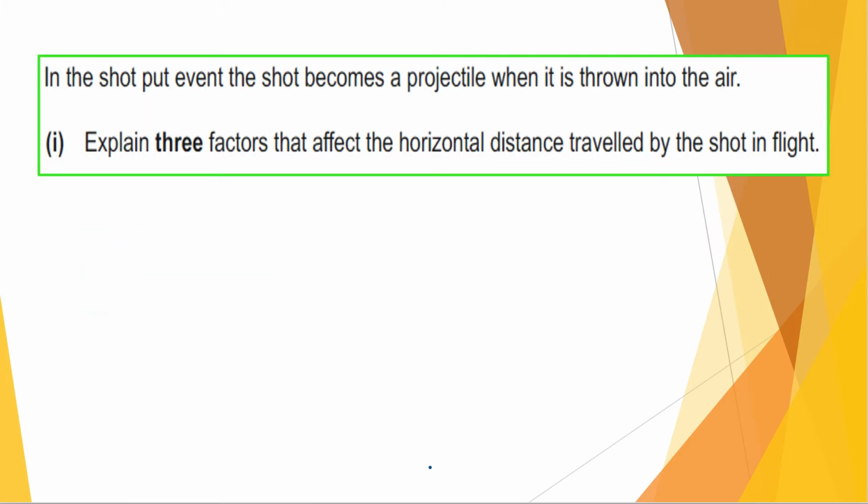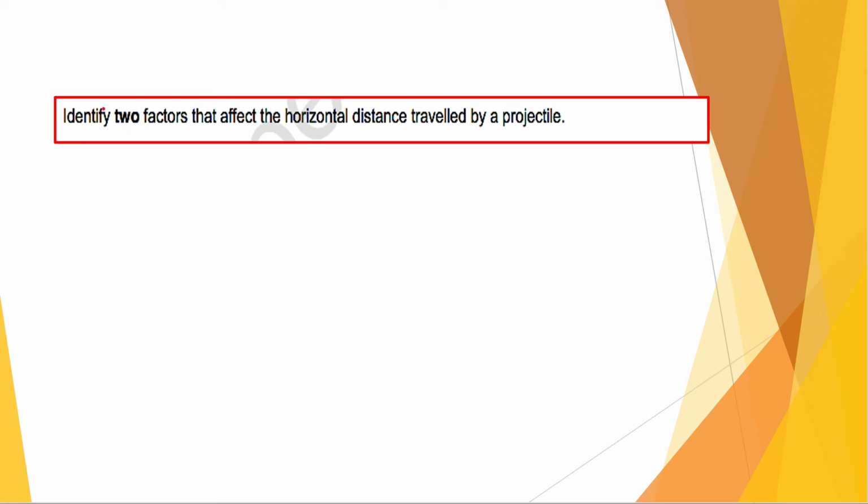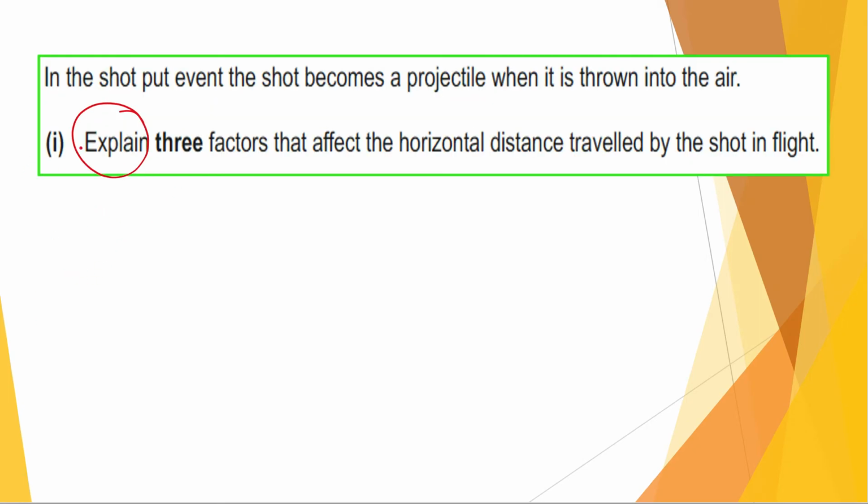Okay, question number 2. In the shot put event, the shot becomes a projectile when it's thrown into the air. Explain 3 factors that affect the horizontal distance travelled by a shot put in flight. 3 marks. The difference with this question is the explain, okay? So in the first question, we only had to identify, just a list. There's something different about this question. It's requiring you to explain.